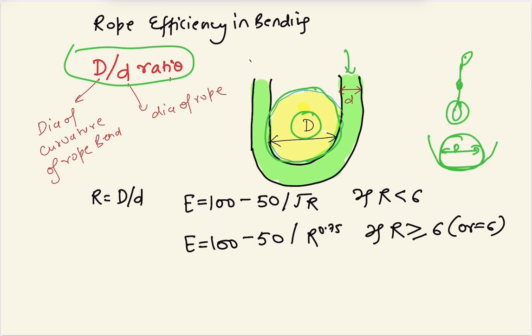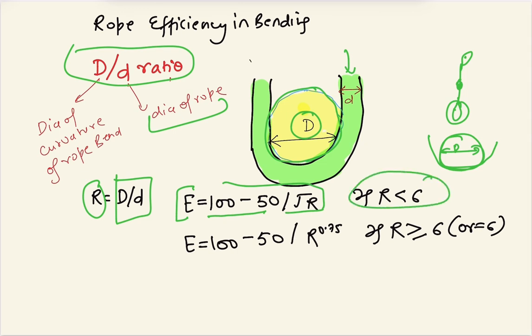Again, capital D is the diameter of the curvature of the rope bend, and small d is the diameter of the rope. So here the ratio is R equal to capital D by small d. So we have the efficiency reduction factor E. E is calculated as E equal to 100 minus 50 divided by root R, for the first case when the ratio is less than 6, and if R is greater than or equal to 6, then we have to use this formula.